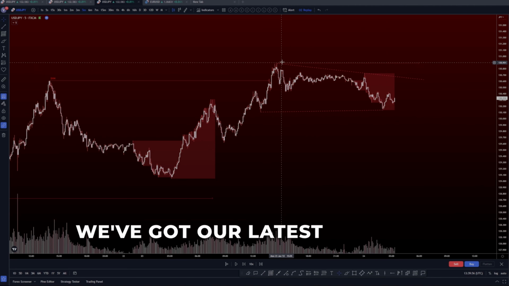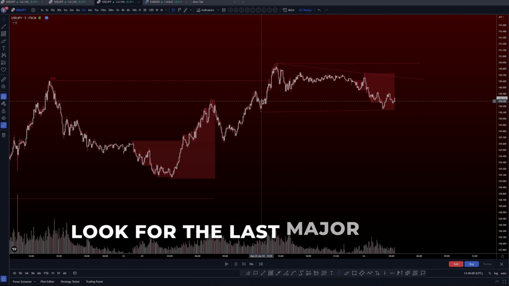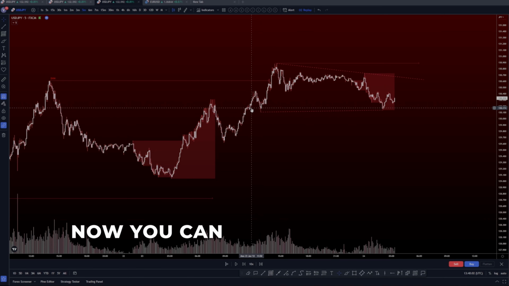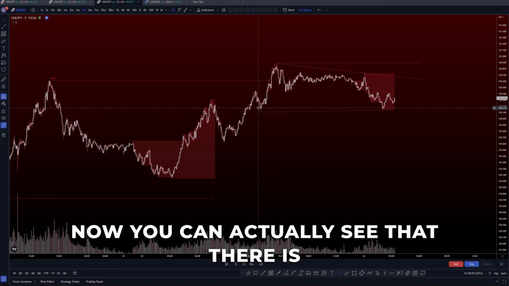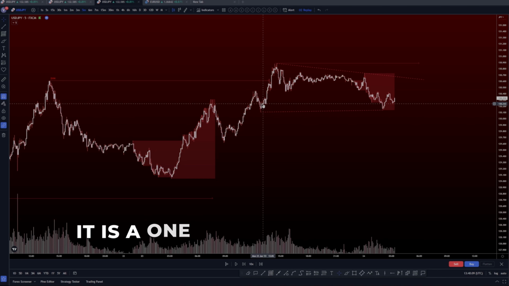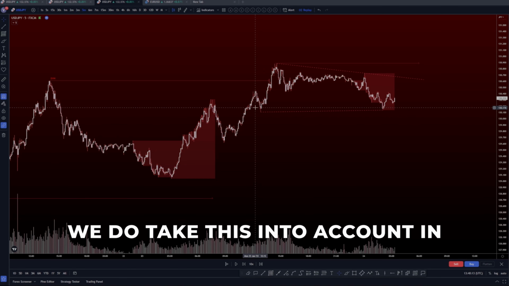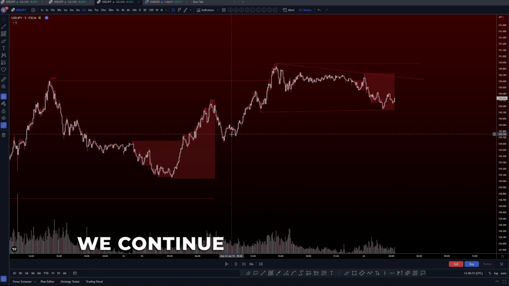Now we've got our latest swing high, guys. We're going to follow the market back and look for the last major order flow reversal. Now you can actually see that there is a small candle break by here, only it is a one candle break, not a two candle break. We do take this into account in our strategy. We continue the market back.